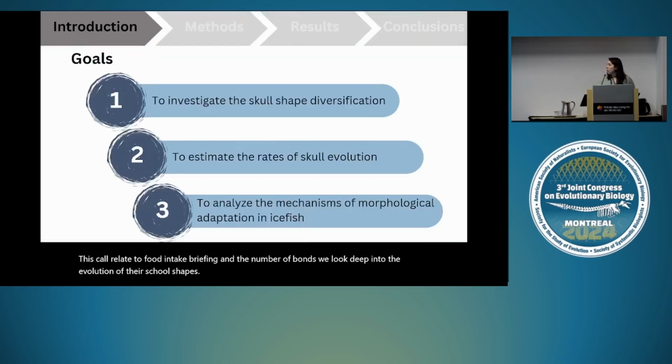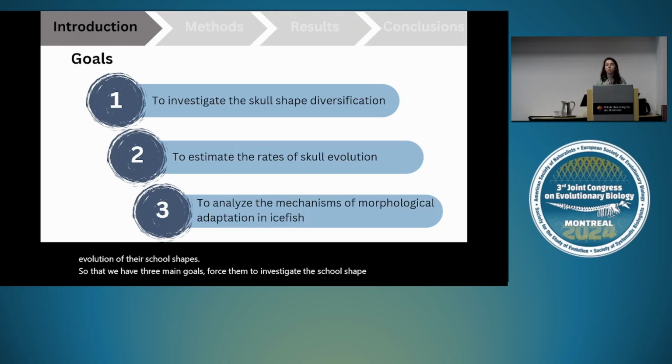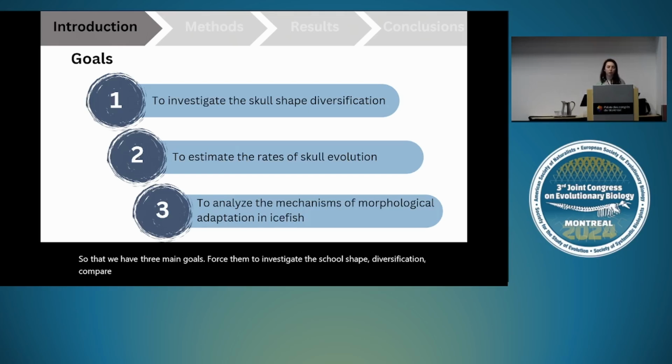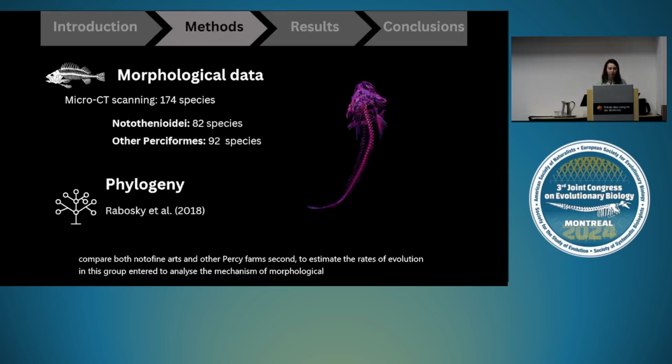So we have 3 main goals. First, to investigate skull shape diversification, comparing notothenioids and other perciforms. Second, to estimate the rates of evolution in this group. And third, to analyze the mechanism of morphological adaptation in icefish.